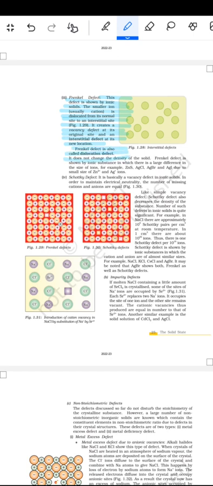It does not change the density of the fluid. Frenkel defect is shown by the ionic substances in which there is a large difference in the size of the ions, for example ZnS, AgCl, AgBr and AgI, due to the small size of the Zn+2 and the Ag+ ion. फिर आता है Schottky defect.